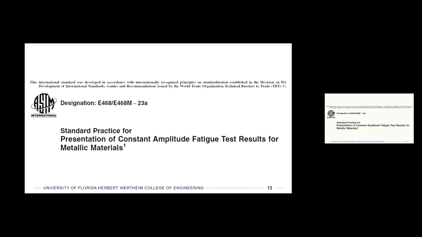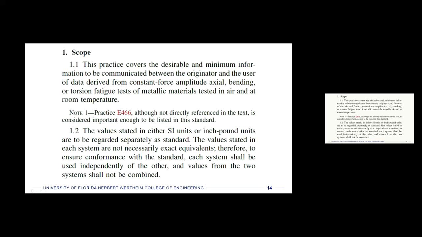And it says standard practice for presentation of constant amplitude fatigue test results for metallic materials. So once you do the test, then you come over here and you say, okay, how much information do I have to include when I am presenting the results? Okay, and so this is a document in and of itself. It says this practice covers the desirable and minimum information to be communicated between the originator and the user of the data, from constant force amplitude axial, bending, or torsion fatigue tests of metallic material. So multiple other standards point to this one as how to present the results.